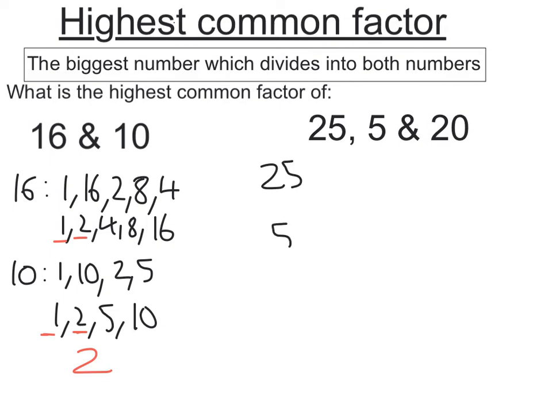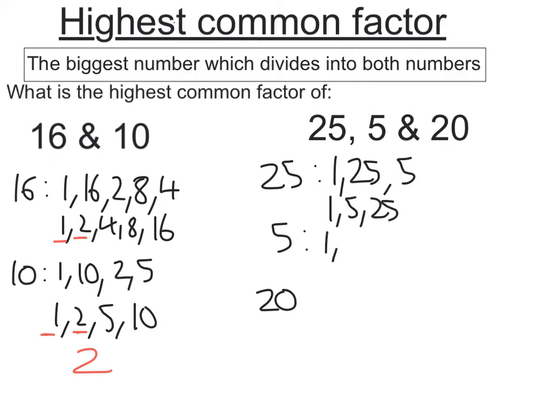So we've got 3 numbers here. Okay, highest common factor, so factors of 25. Well, we know 1 and 25. 2 and 3 and 4 don't divide into 25, but 5 does. And that's 5 times 5, so we stop there. So the factors in order are 1, 5 and 25.